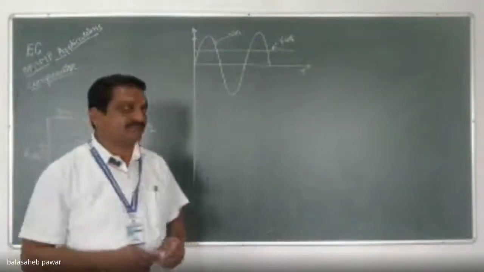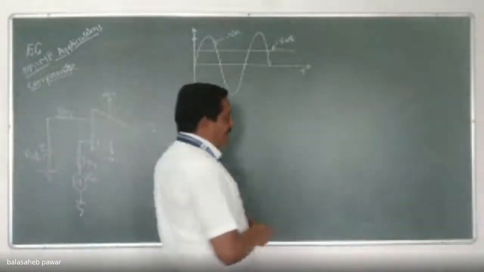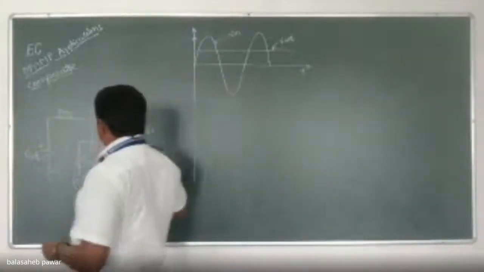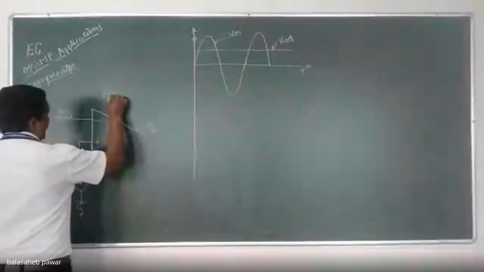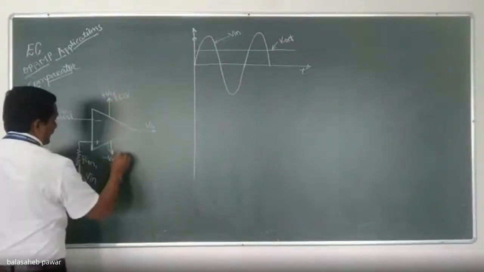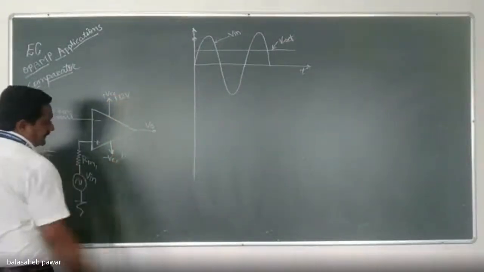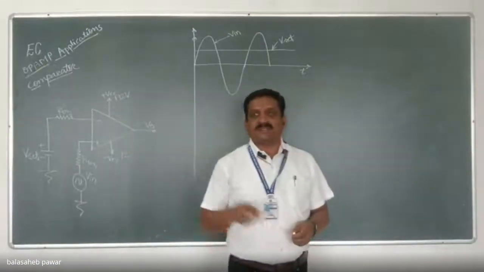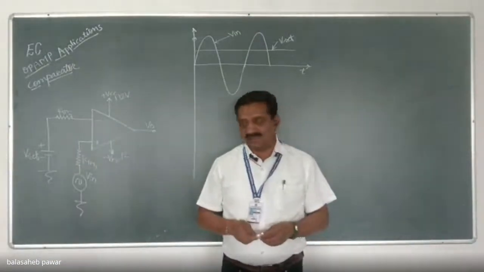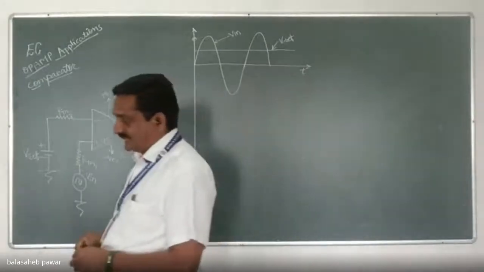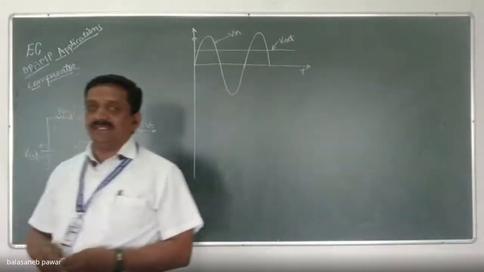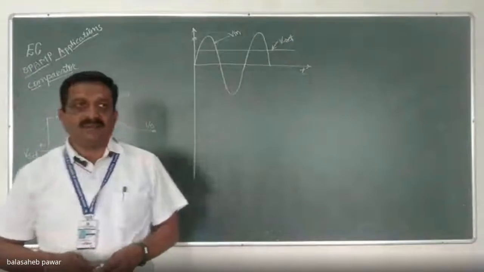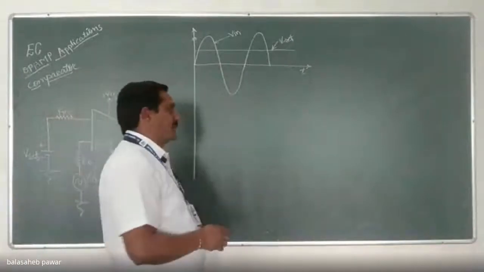If we consider this VCC, suppose over here I have taken it as plus 12 and minus 12, we can say the obtained output will be 90% of that 12, and that is nothing but 10.8. Beyond that, it will not be possible, even if that gain is 2 into 10 raised to 5.